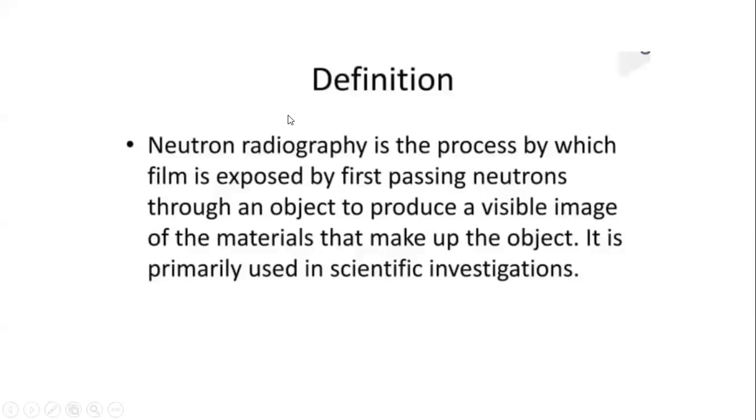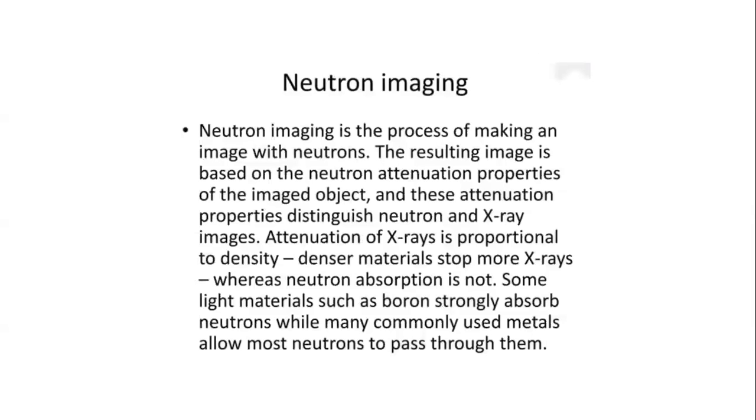Today I am going to talk about the topic neutron radiography and computer tomography. Definition of neutron radiography. Neutron radiography is the process by which film is exposed by first passing neutrons through an object to produce a visible image of the materials that make up the object, and it is primarily used in scientific investigations. Neutron imaging. Neutron imaging is the process of making an image with neutrons.